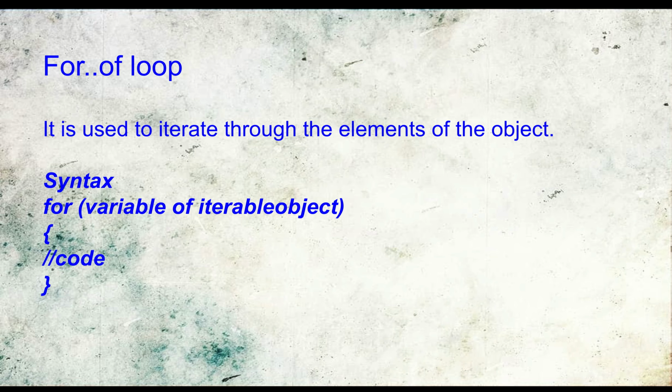The next loop is the for of loop. The for of loop is used to iterate through the elements of the object. It is the same, but the difference is this iterates through the elements. The previous one iterates through the indexes. And the syntax is for variable of iterable object, and within braces give the code.